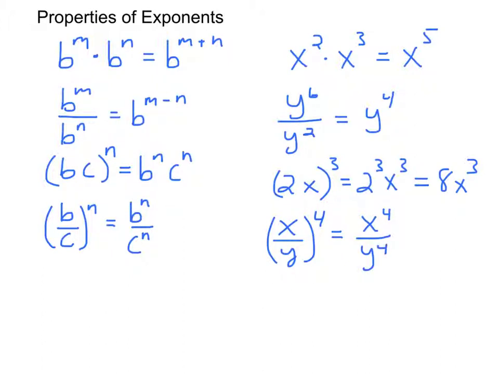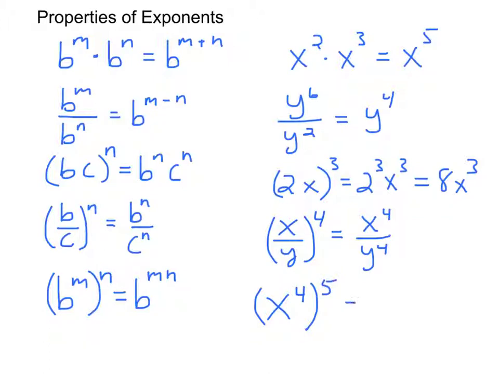And the last property is that if you had b to the m inside parentheses and the whole thing was raised to the nth power, you multiply your exponents and it equals b to the m times n power. So, for example, if you had x to the fourth inside parentheses and the whole thing was to the fifth power, that would be x to the 20th, because you'd multiply 4 times 5 to get 20.